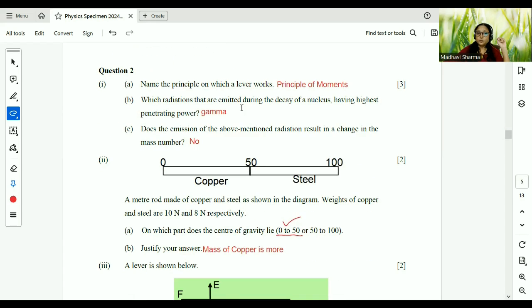Question number 2. Name the principle on which lever works. Principle of moments. Which radiations emitted during the decay of nucleus have highest penetrating power? Gamma. Does the emission of the above mentioned radiations result in a change in the mass number? No, no change in mass number, no change in atomic number. It just gets excited and so gamma radiations come out.